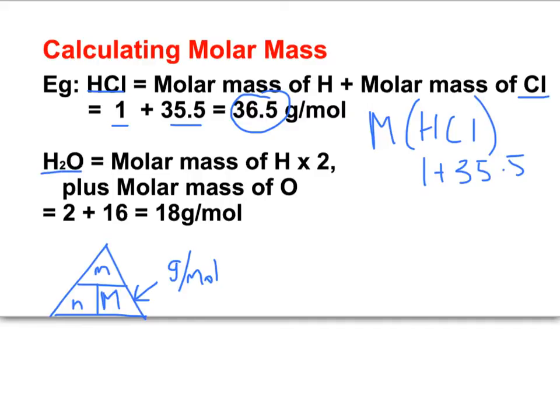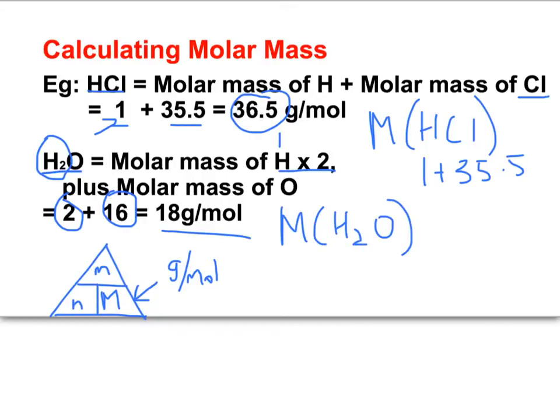So for H2O, because we've got 2 hydrogens in it, we're going to multiply the molar mass of hydrogen, which is 1, twice, because there's 2 of them. So now instead of 1, as in HCl, we have 2. The molar mass on the periodic table for oxygen is 16, so we're going to add 16 and 2, and we have the molar mass of H2O. So the molar mass of H2O equals 18 grams per mole.